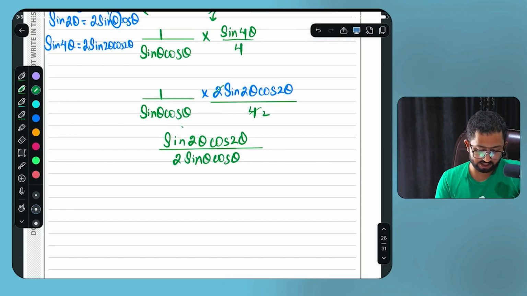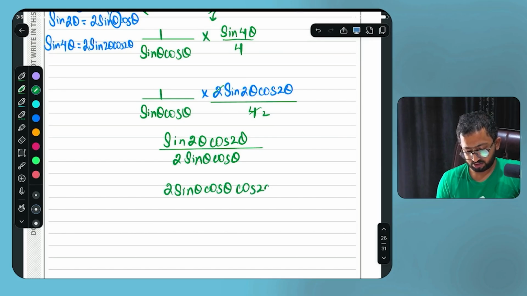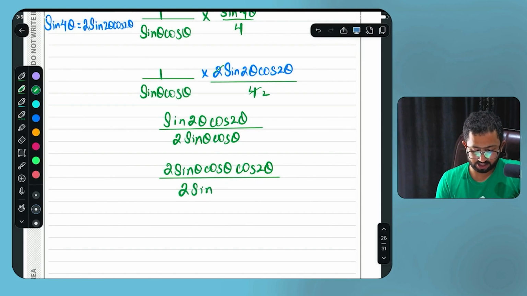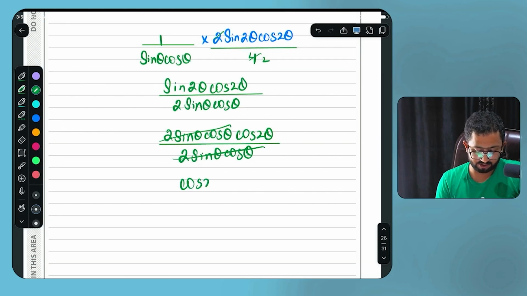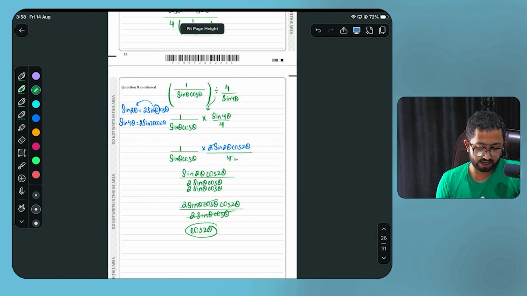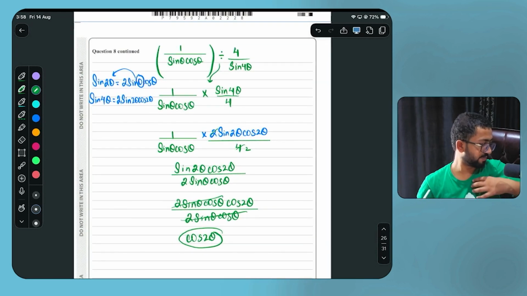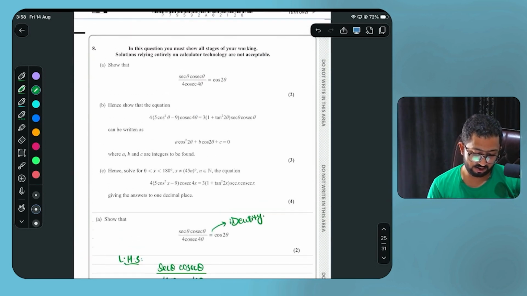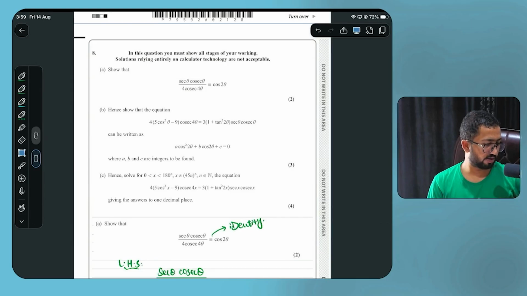And sine 2 theta formula is 2 sine theta cos theta, divided by 2 sine theta cos theta. So they can be cancelled out with each other. So the remaining term will be cos 2 theta. I think that is what we want to prove. We want to prove cos 2 theta. So we have done the first part.